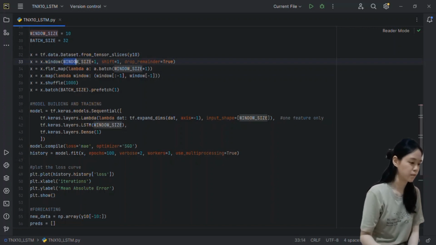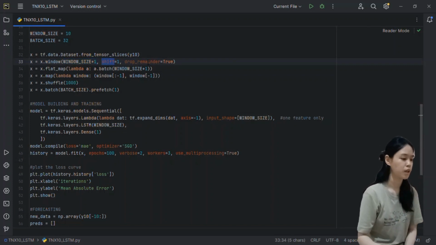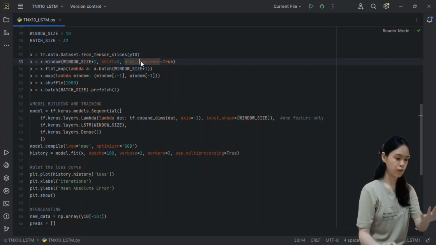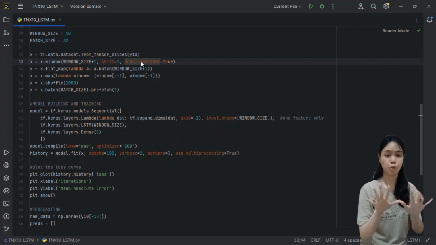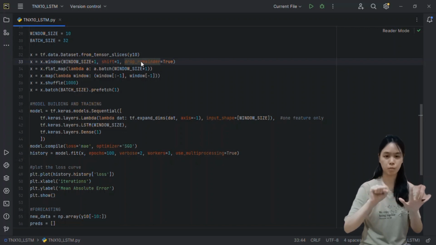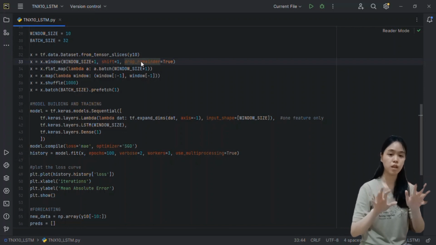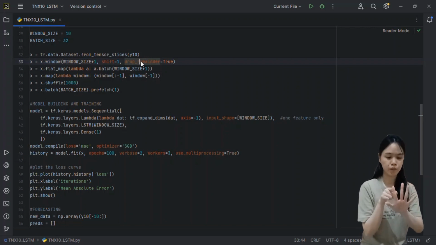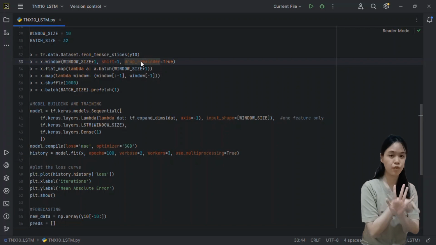The window function takes some arguments. The first is the size of the window, and then the shift and drop remainder. Drop remainder means that if, for example, we have 10 data points and we want to window them every 5 values, the first window would be 1 until 5, and then 2 until 6, and 3 until 7, and so on. And then when you start your windowing from the 7th value, you would have only 4 values.